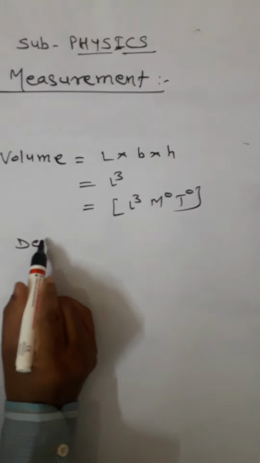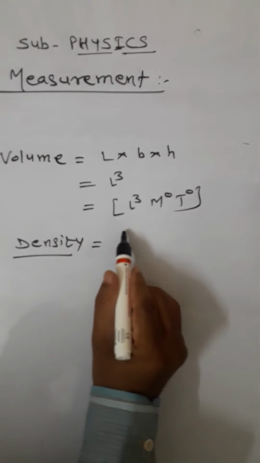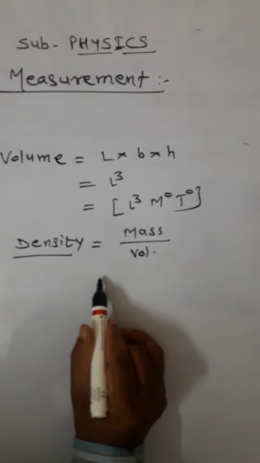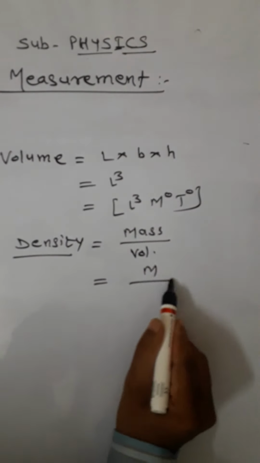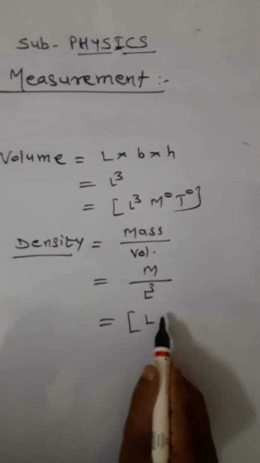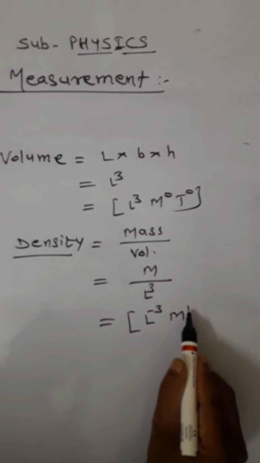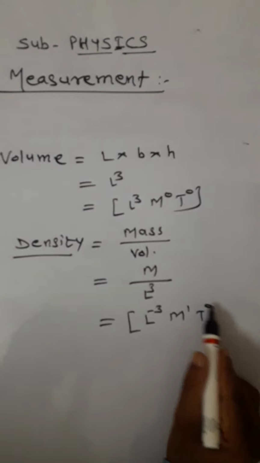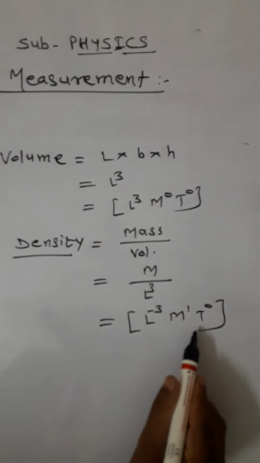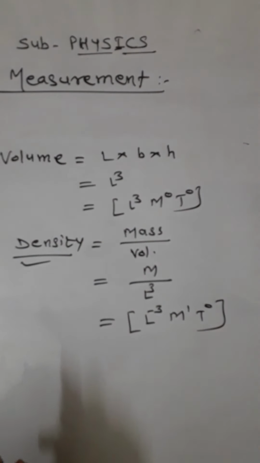Then we have to find out the dimension of the density. Now you know the formula for the density is nothing but the mass per unit volume. Therefore mass is m and volume is L cube. Then the dimension of the density is L -3, m as it is m1, and there is no t, therefore t raised to 0. L -3 m1 t0. This is the dimension of the density.